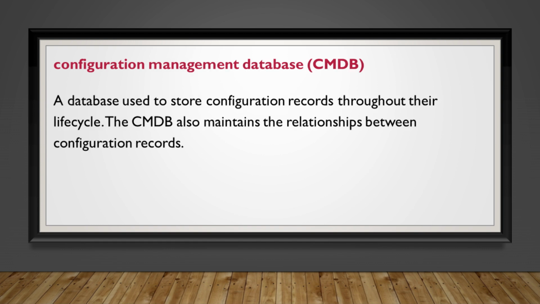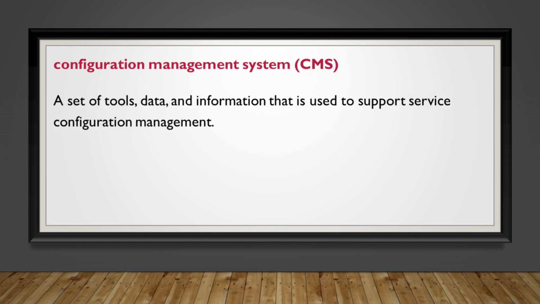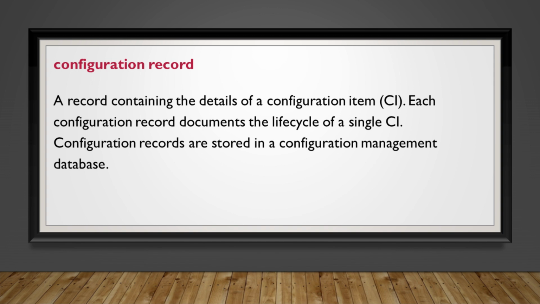Configuration Management System, CMS. A set of tools, data, and information that is used to support service configuration management. Configuration Management Database, CMDB. A database used to store configuration records throughout their lifecycle. The CMDB also maintains the relationships between configuration records. Configuration Record. A record containing the details of a configuration item, CI. Each configuration record documents the lifecycle of a single CI. Configuration records are stored in a configuration management database.